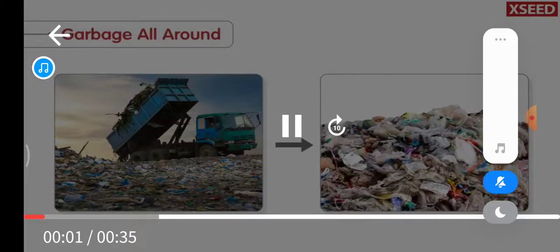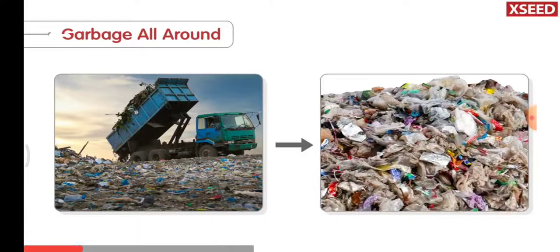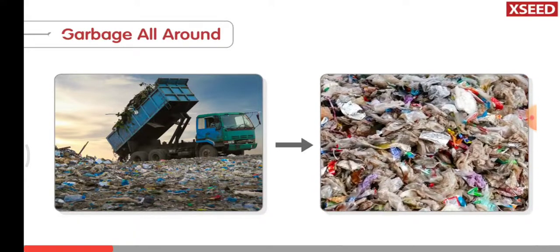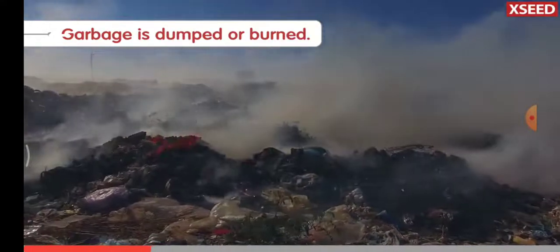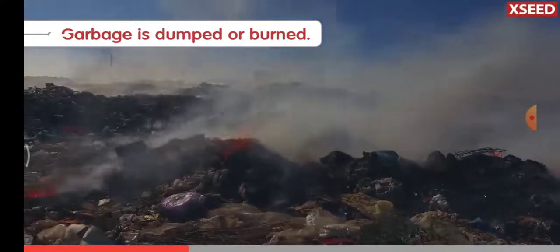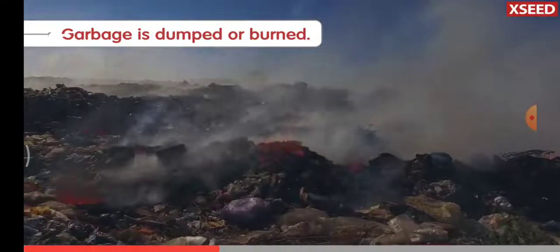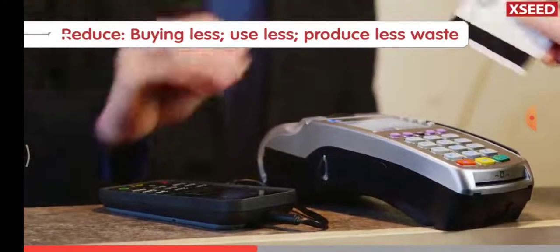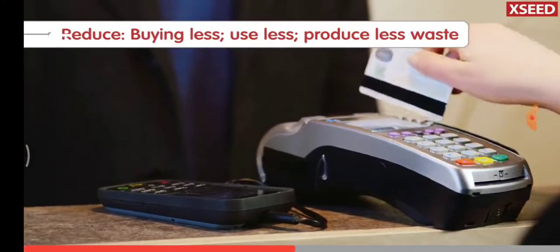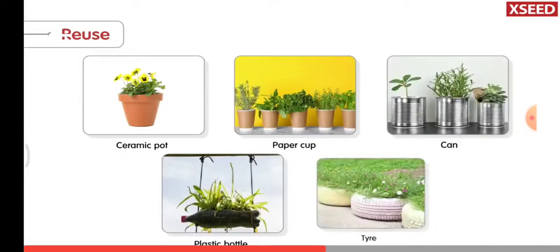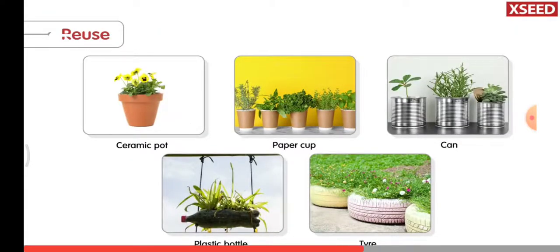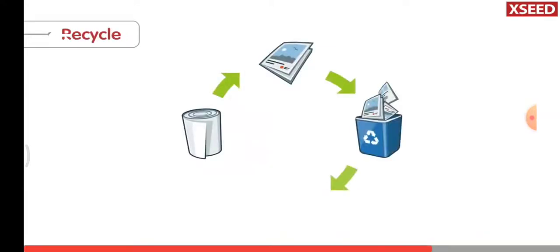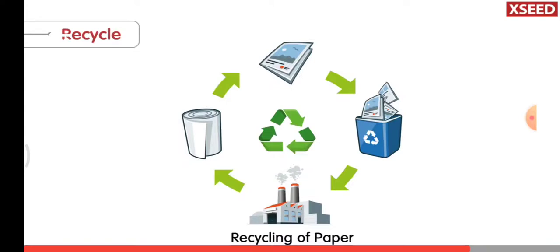Where will we dump garbage if all empty spaces are filled? Garbage causes soil and air pollution, so we need to reduce garbage. We should only buy what we need. We should try to reuse things like plastic, glass, and metal objects. We can recycle things like metal, plastic, paper, and glass instead of throwing them in the landfill.